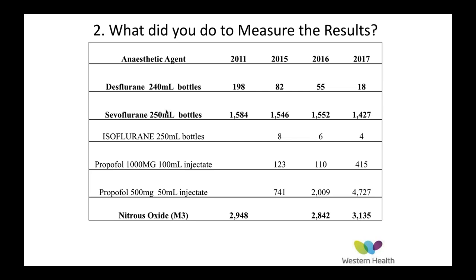Next click. So what did we do to measure results? Well, what I want to show you is just what we did looking back in time. We've got the agent on the left side here in terms of bottles, and then on the right hand side you've got the years. So just click once.